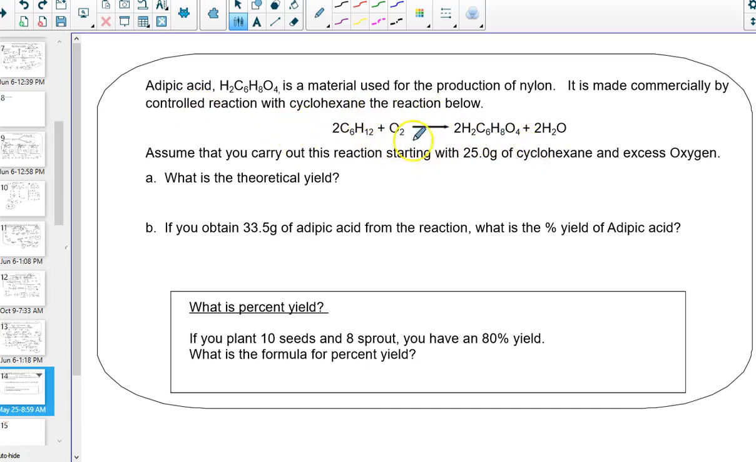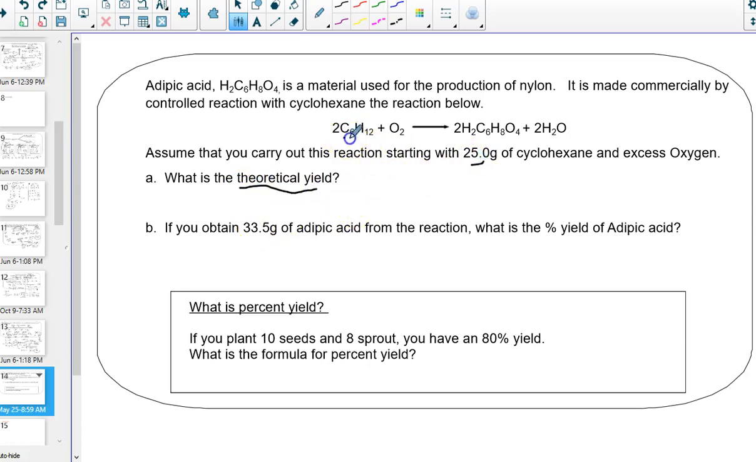So we have this. Well, I should say that this is looking at the production of nylon. This has got oxygen in here. I'm not sure. Okay, we'll go with it. Looks like an unusual reaction here, but whatever. Assume you're carrying out a reaction of 25 grams of cyclohexane and excess oxygen. What's your theoretical yield? Okay, so this is what's on paper. That's really important. That's on paper.